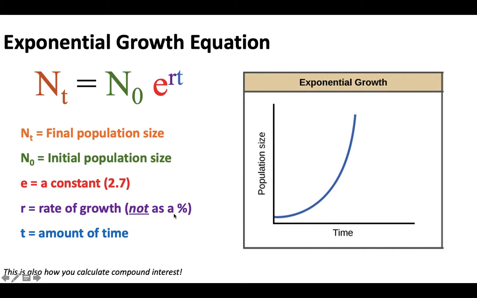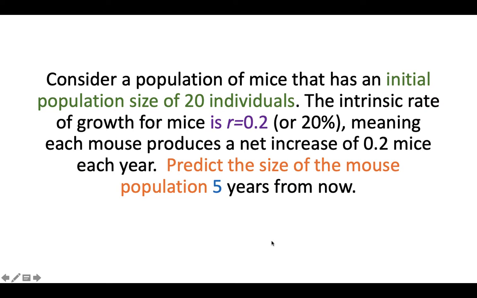This is not as a percentage. This is as a decimal, 0.09, 0.34. Don't put it in as a percentage. It should be between 0 and 1. And t is the amount of time. This could be months, years, days, doesn't matter. Just pay attention to the units. And interestingly enough, the equation for compound interest is very similar to this one. So let's do some practice.